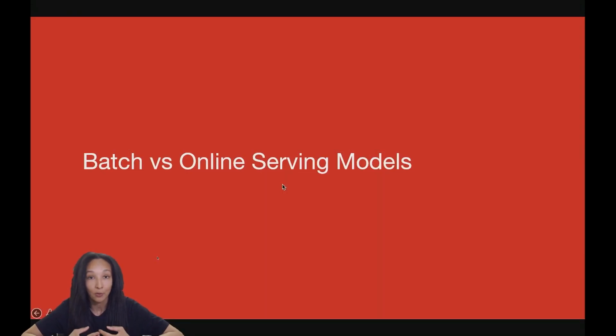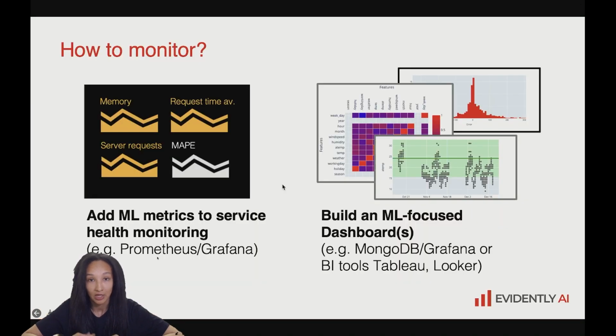So now we know what to monitor, and let's discuss how to implement the monitoring. And here I want to touch the batch and online serving models approach. Generally, if you have an online serving model, you want to implement online monitoring, and if you have a batch model, you want to implement batch monitoring. But there are some exceptions here, and I want to quickly mention it.